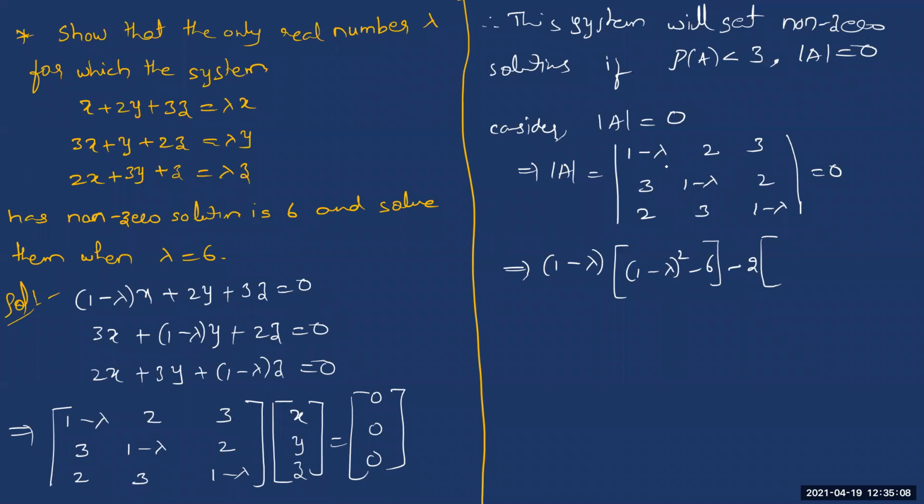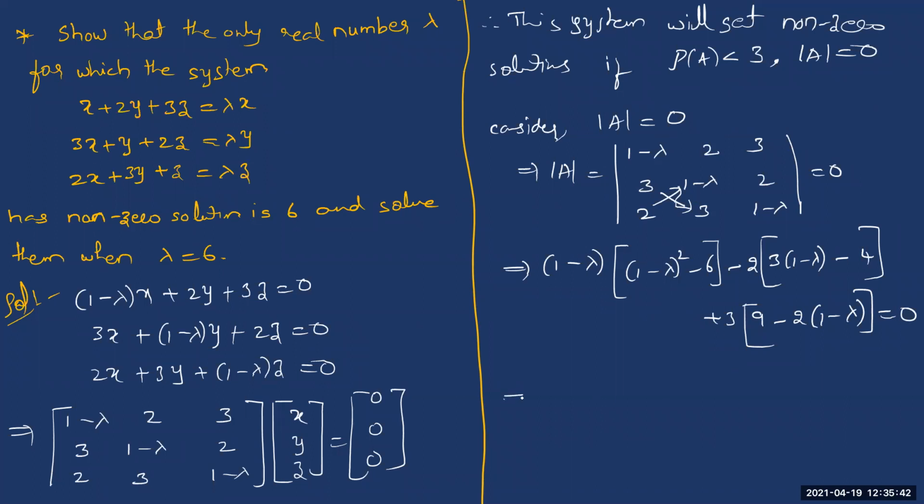Leaving the first row and second column, see what you get: 3 into 1 minus lambda, then 2 into this 2. So we'll get 3 into 1 minus lambda minus 2 into 2, 4. Then plus 3 times, now leave the first row and third column. By leaving the first row and third column, you see what you'll get. It is 3 into 3 minus 2 into 1 minus lambda. So it is 9 minus 2 times 1 minus lambda. And we are equating this to 0.